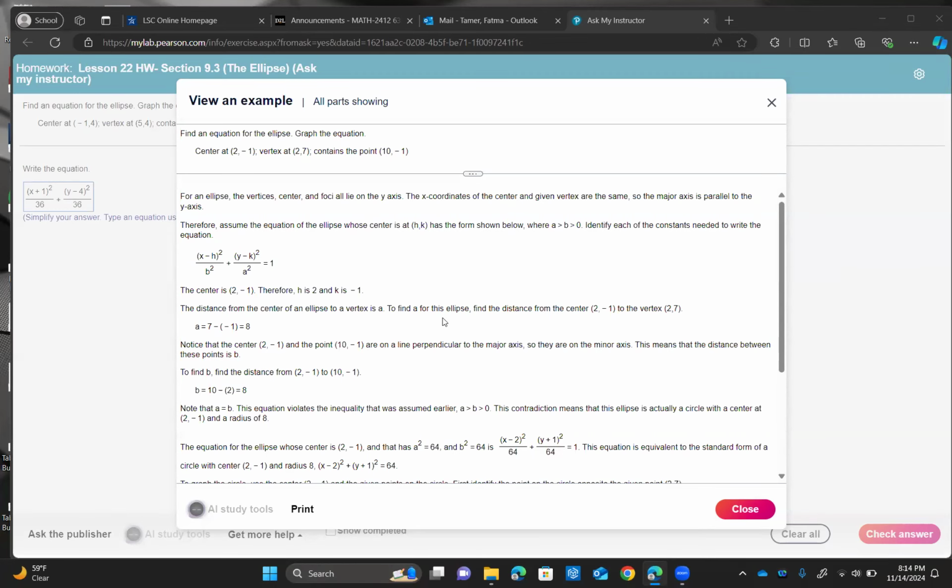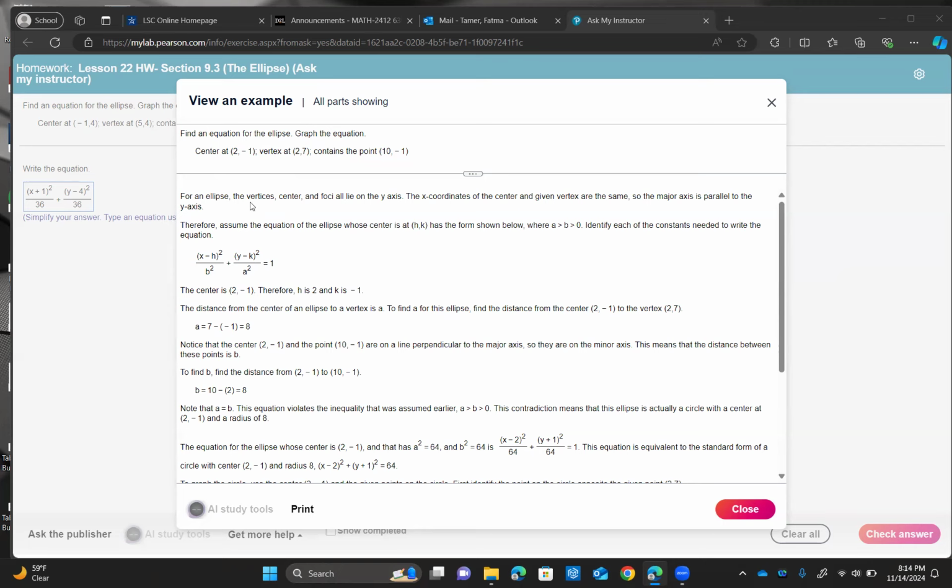Lesson 9.3, section 9.3: when they give you the center and the vertex of an ellipse, and they give you an additional point, how can you find its equation and how can you graph it? Now, there is some information you have to know before you start solving this problem.